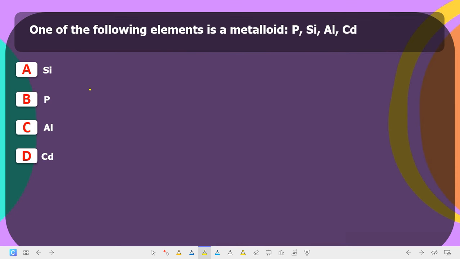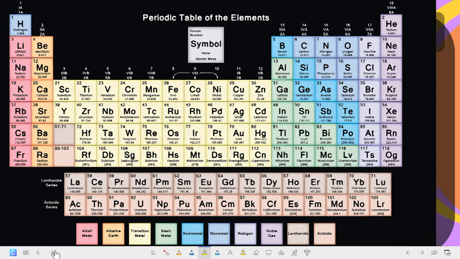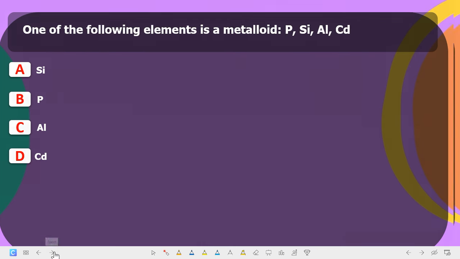One of the following elements is a metalloid. Now, metalloids, as I said, are the semiconductors and they are group 4 elements. All metalloids are semiconductors and they are group 4 elements. An example of an element that is found there is silicon. Silicon is in group 4. Let's look at it together. Silicon, you can see it here, is a metalloid. It's a group 4A or 14 element. So the correct answer to this question is silicon. Group 14A or group 4 element. Let's look at the next.